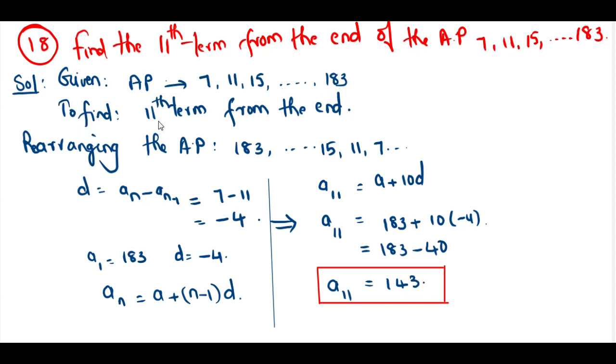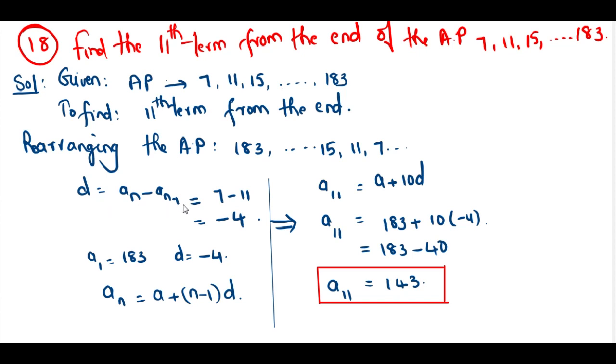What is to be found? We need to find the 11th term from the end. When he is asking to find a term from the end, what we will do? We will rearrange the AP in such a manner that the last term will become the first and the first will become the last. In reverse order we will write. So now the first term is 183 and so on, and the third from the last is 15, the second from the last is 11 and the last term is 7.